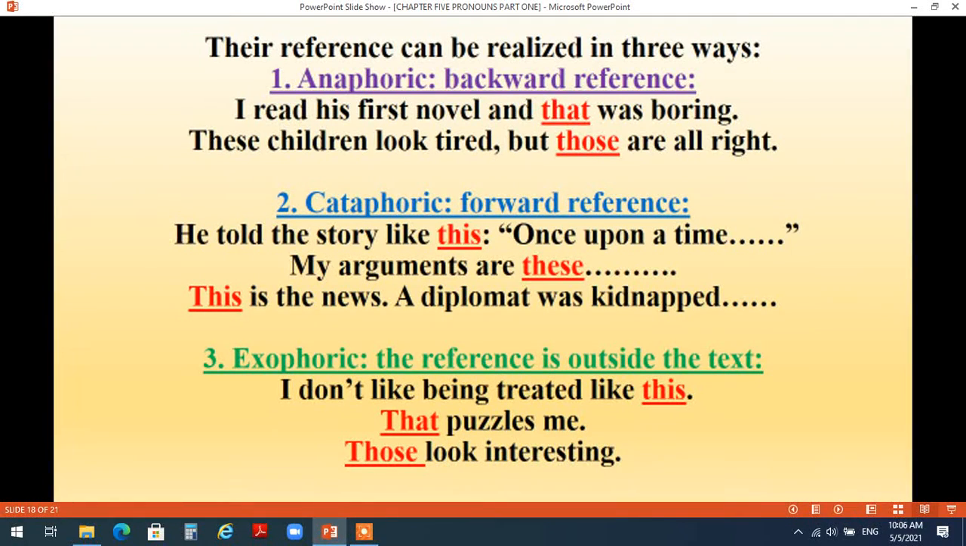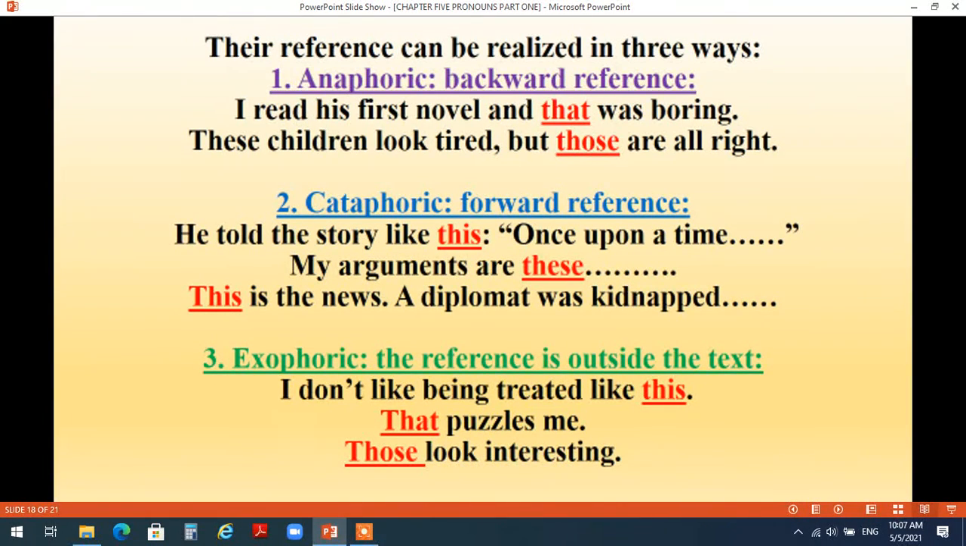استخدمناه في الجملة. أما الاستخدام الثالث it is called exophoric reference or when the reference is outside the text. أي هنا نستخدم اسم إشارة دون أن نشير إلى شيء مذكور أساسا في النص أو أن يكون الشيء الذي نود الإشارة إليه خارج النص أساسا غير موجود في الجملة لا نراه أمامنا مكتوبا. For example, I don't like being treated like this and we don't know this refers to what. Okay, this is called exophoric يعني يشير إلى شيء ما مذكور في الجملة ما مذكور في السياق.